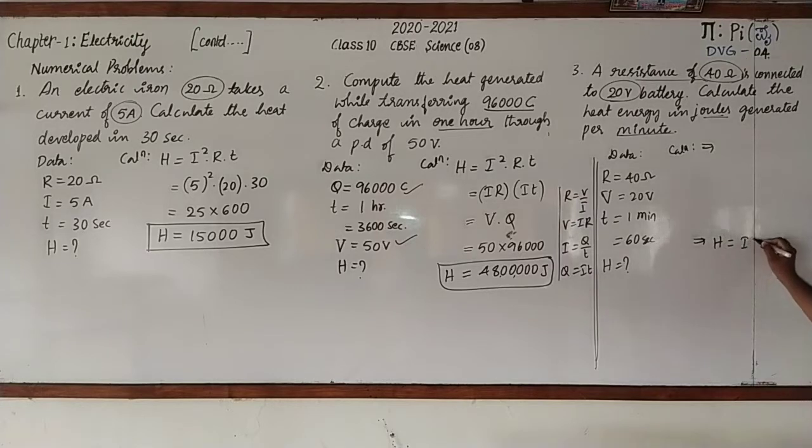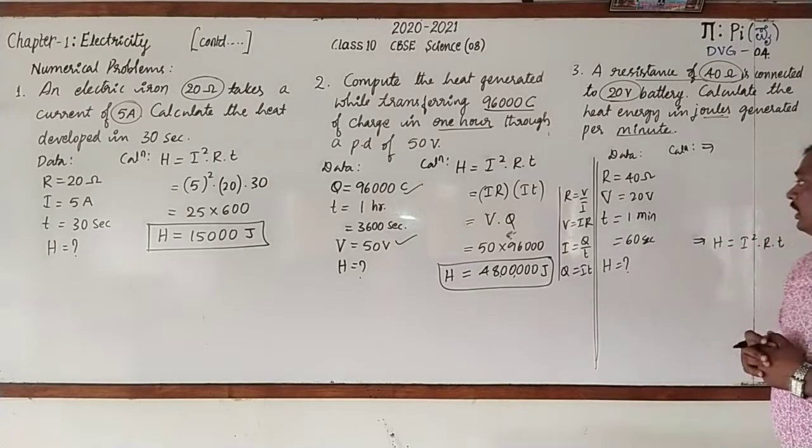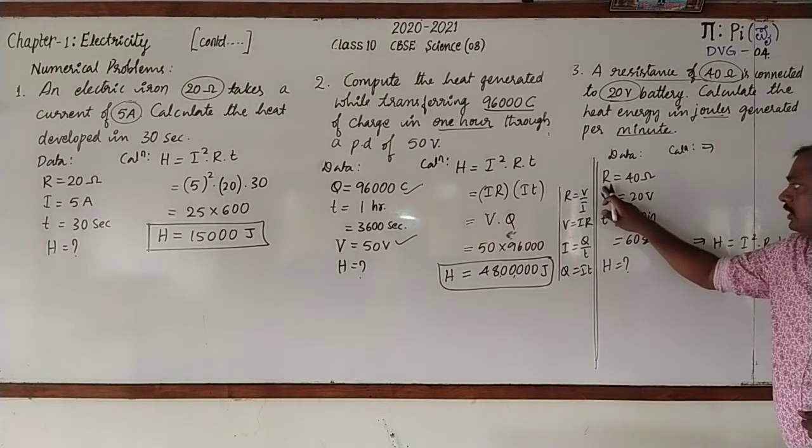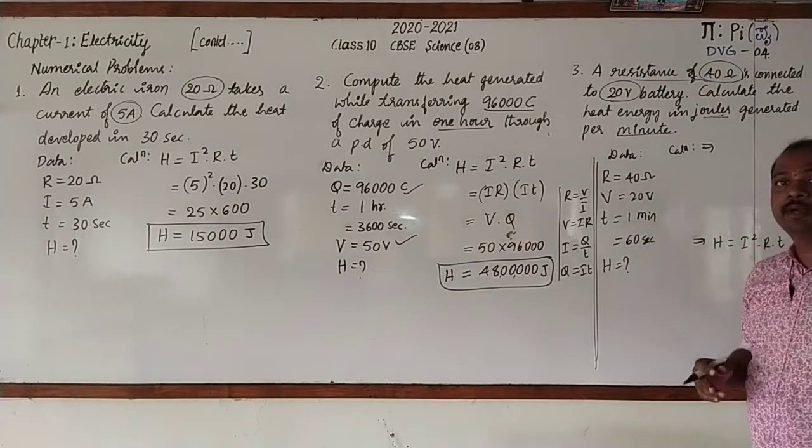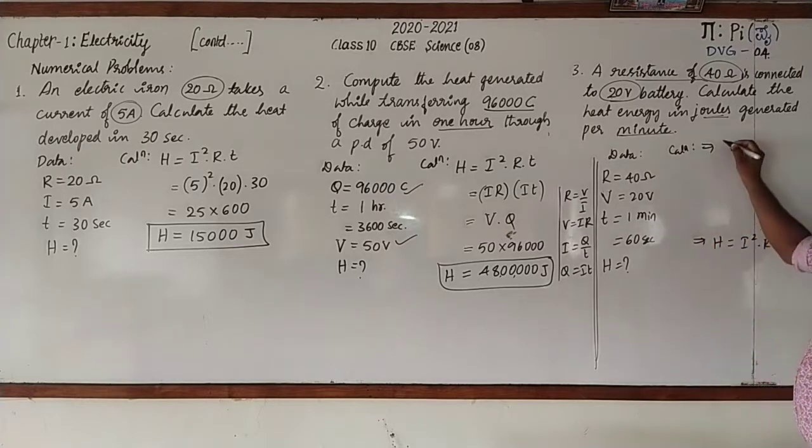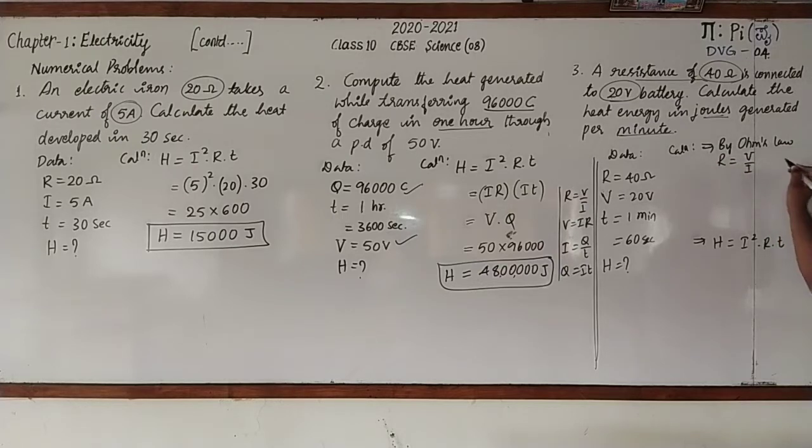Calculation. We have the formula to find out H. H is equal to I square into R into T. R and T are known, but we do not know I. How do we find I? R and V are given, so you can find I by using Ohm's law. According to Ohm's law, R is equal to V by I. Then I is equal to V by R.